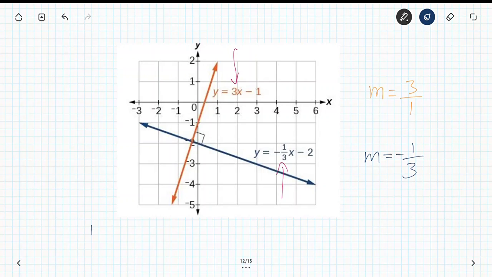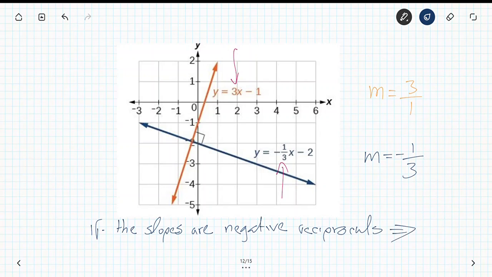So if the slopes are negative reciprocals, that means that you have two perpendicular lines. And perpendicular lines are lines that form a 90-degree angle.